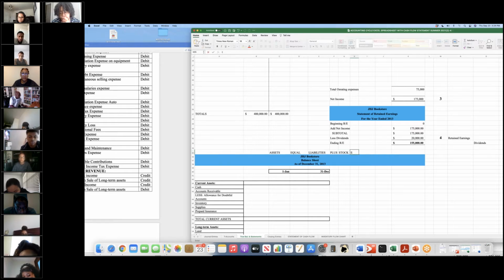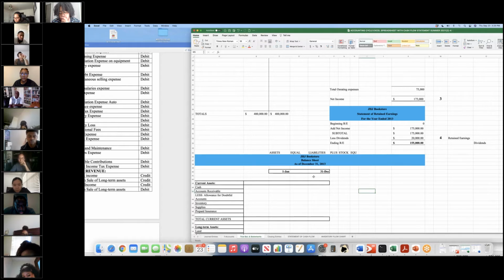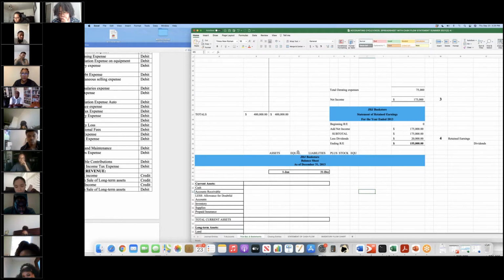So that's always what we're trying to prove when we do a balance sheet. After we've done all of this, are we in balance? Do the assets equal liabilities plus common stock? So we're going to work on this December 31st end of the year line.